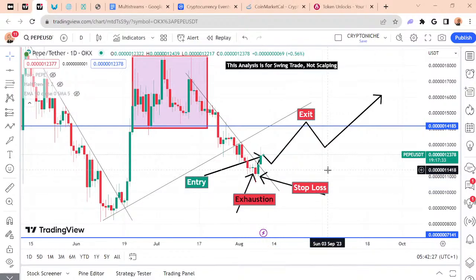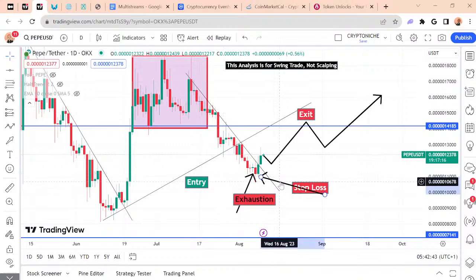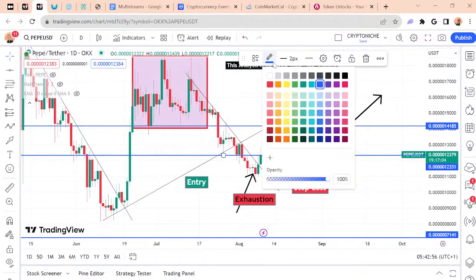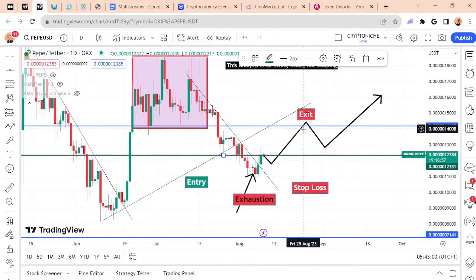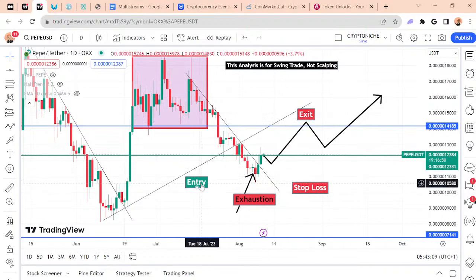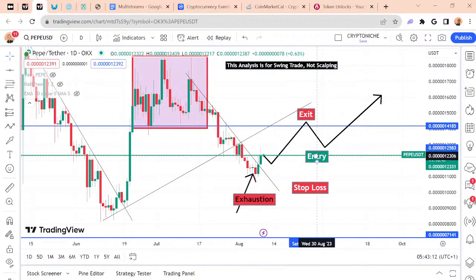Yeah, exactly. Or maybe I should use a line instead of an arrow. Arrow might actually look confusing, isn't it? Let me use a line. So the entry will be here. Let me make it color green. Maybe this kind of green. No, something like this. Yeah. So this is the entry.